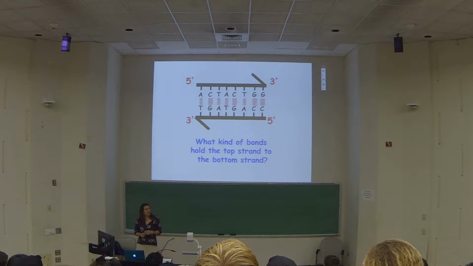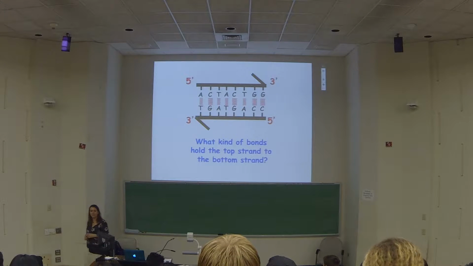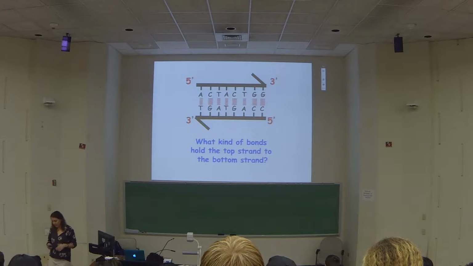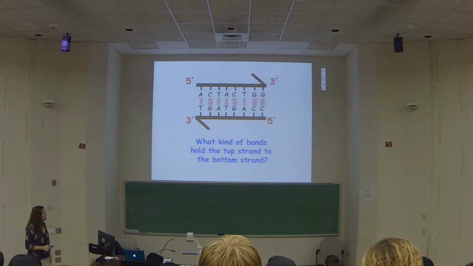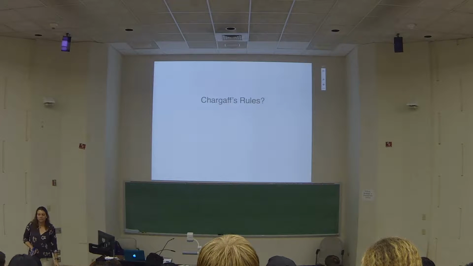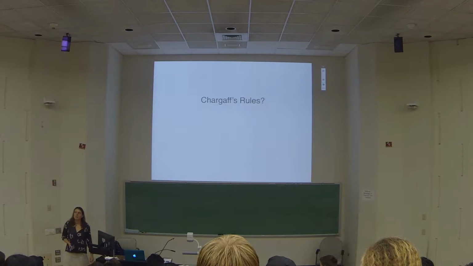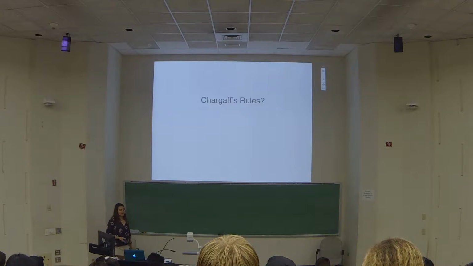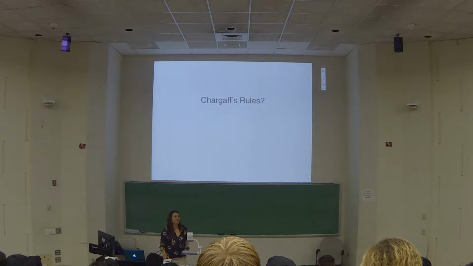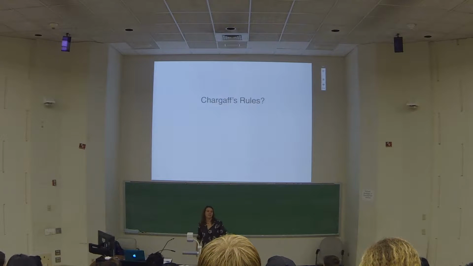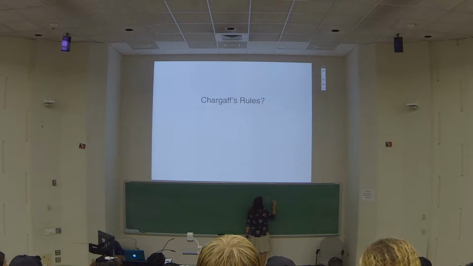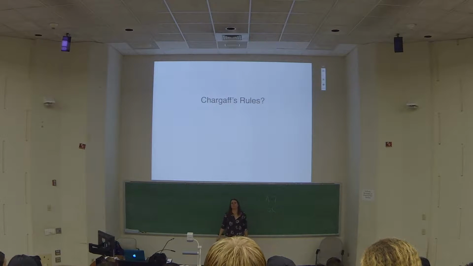So this has some important implications for the way that base pairs pair up. For homework, you had to think about Chargaff's rules, which are based on this hydrogen bonding between base pairs. So what are Chargaff's rules? Adenine goes with thymine, guanine goes with cytosine. And they come in equal amounts. Equal amounts of what?